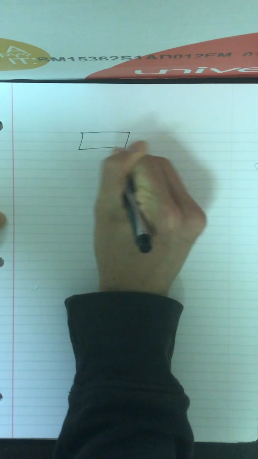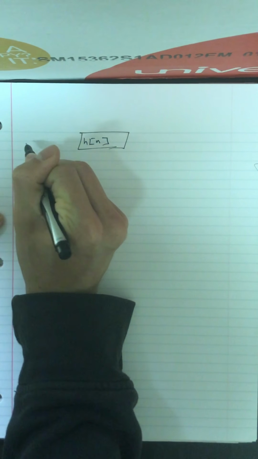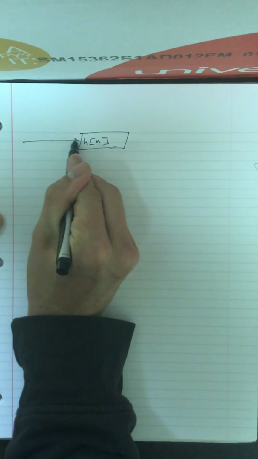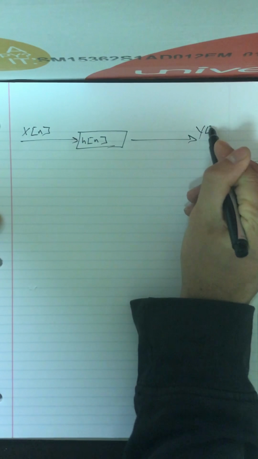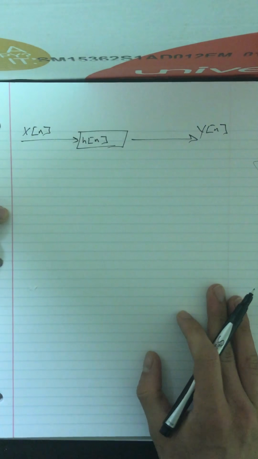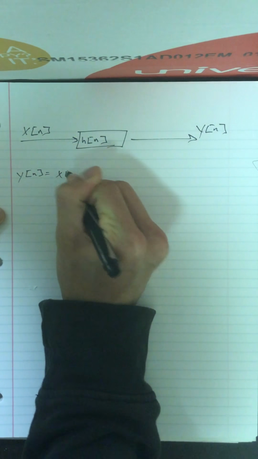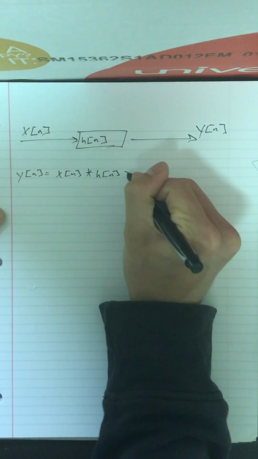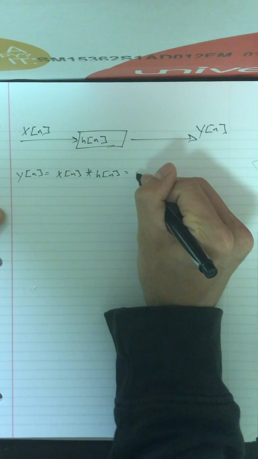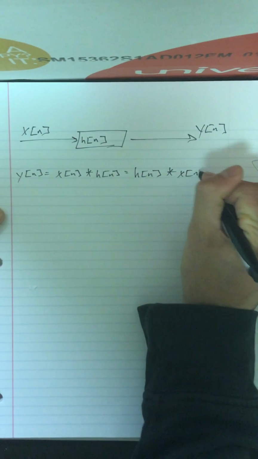So let's do a quick block diagram just so we can see exactly what's going on. Here's your LTI system. It has an impulse response, h of n, and we're going to input into the system x of n, and we're going to attain an output y of n. All right, easy enough. And we know that the output is going to be the input convolved with the impulse response. Now, convolution is commutative, so we can do the impulse response convolved with the input, and we'll get the same thing.